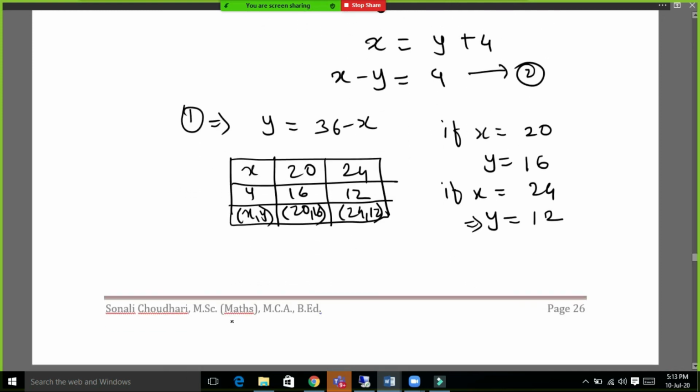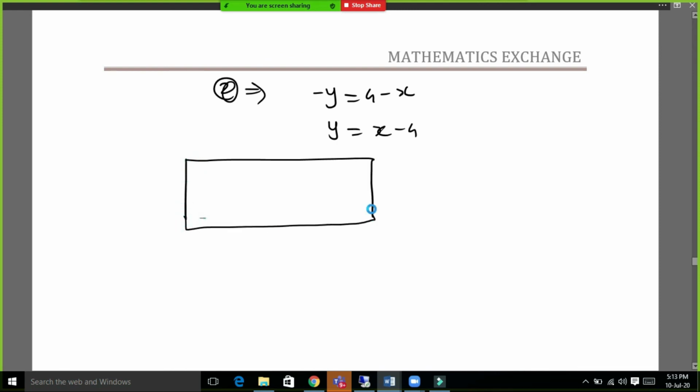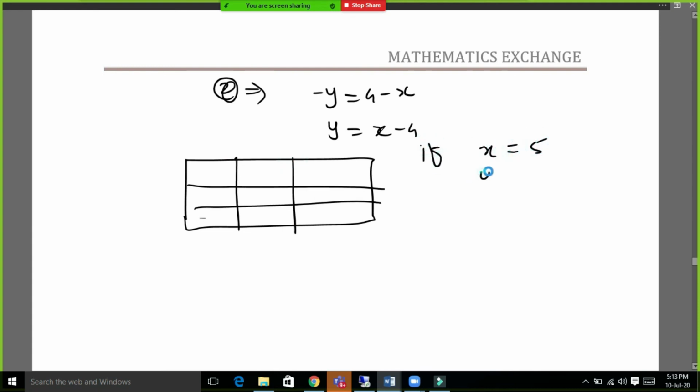Now the same we have to calculate for the second equation. So from the second equation, we get minus y is equal to 4 minus x. So y is equal to x minus 4. Now again we consider the values of x. If x is equal to 5, y is equal to 1. So (5, 1) is the first point. If x is equal to 6, y is equal to 2. So (6, 2).